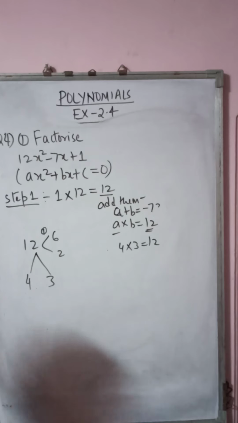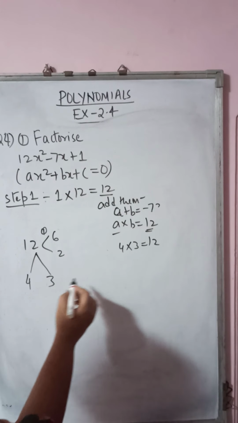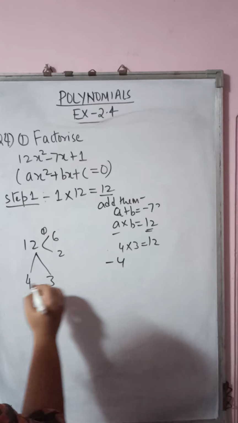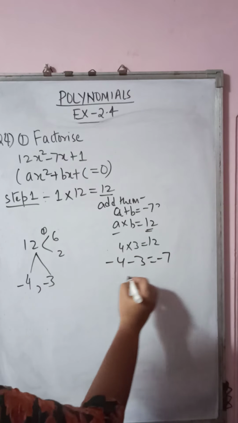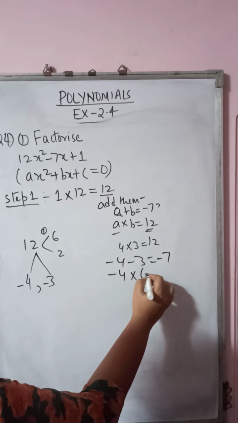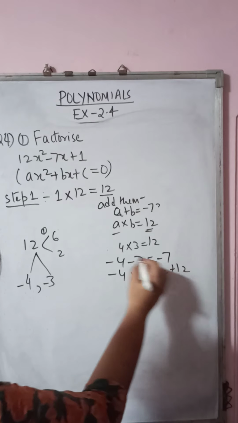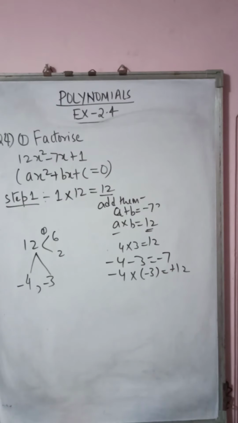So how will I get minus 7? So this is wrong. So what should I be taking? Minus 4 and minus 3. So minus 4 minus 3 is minus 7. And minus 4 into minus 3 is plus 12. So like that you have to check. It should satisfy both the criteria.